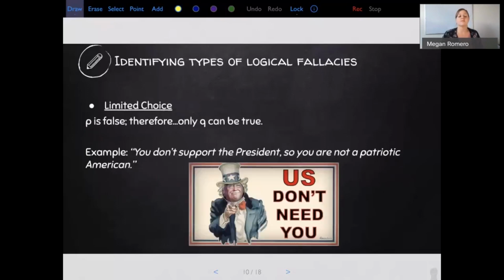Limited choice. Something is false, therefore only something else can be true. Or P is false, therefore only Q can be true. Example, you don't support the president, so you are not a patriotic American. That's not true. You can like the country without liking the president.